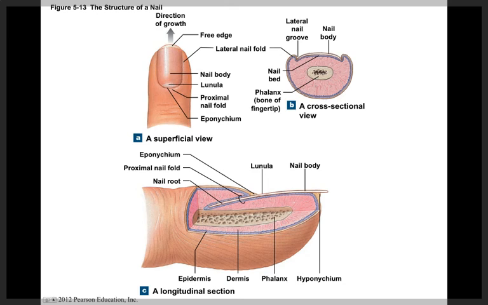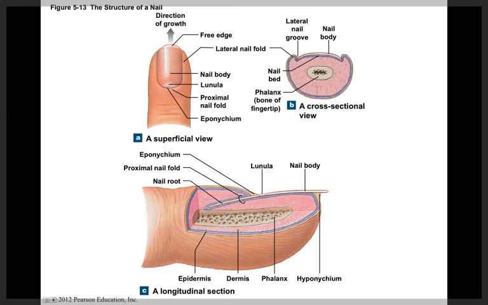It's just a few things that we want to show about the anatomy of the nails. The body of the nails is the portion of the nail that we can see. The nail root is where nail production actually begins. The cells go through mitosis, and as the cells are pushed forward, they go through the process of keratinization to make that nail body hard.